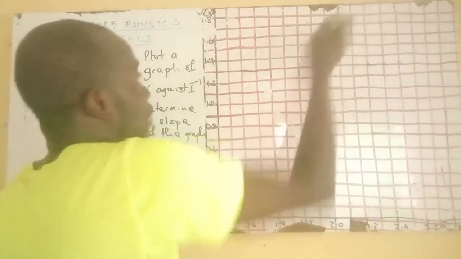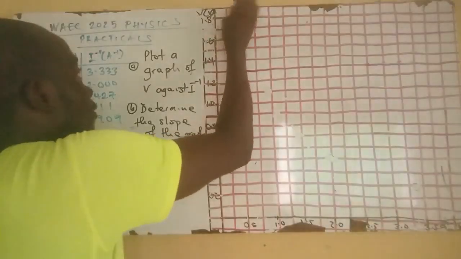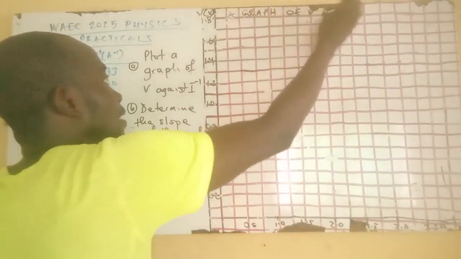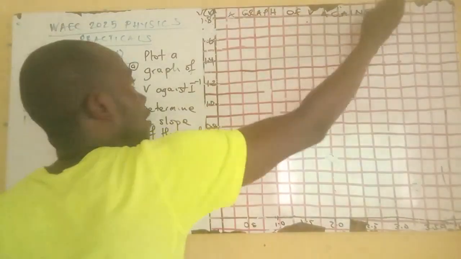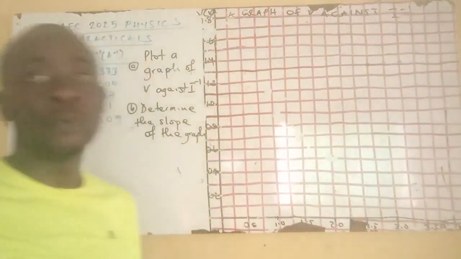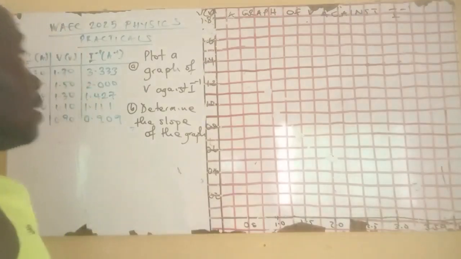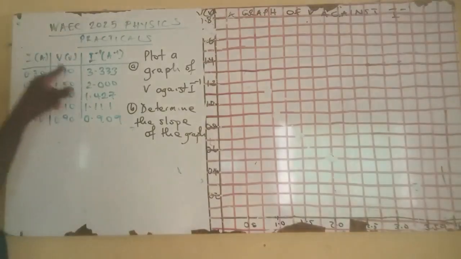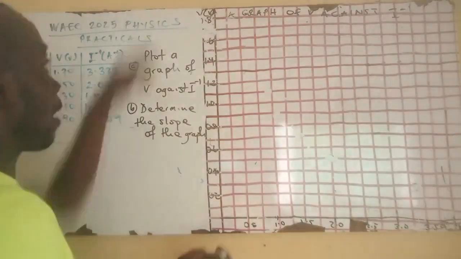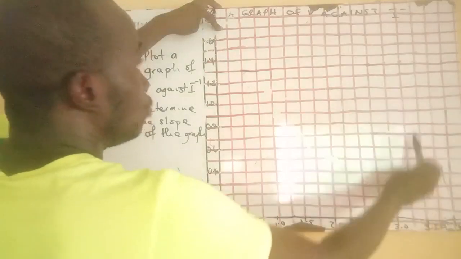Now you are going to write the title of the graph first: a graph of V against I raised to power minus 1. That's what you write first on the top. The next thing to do is to start plotting the points one after the other. The first one is 1.7, whereas this one is 3.3. So let's go for 1.7. 1.7 should be around here, and 3.3 should be around here.